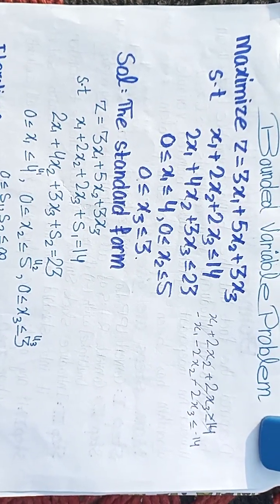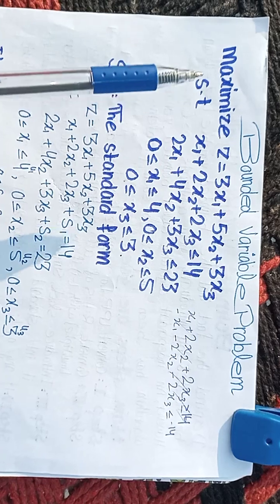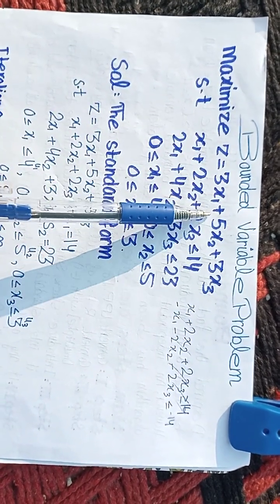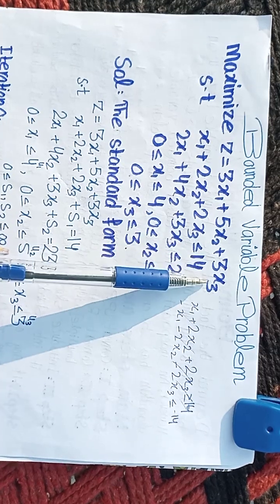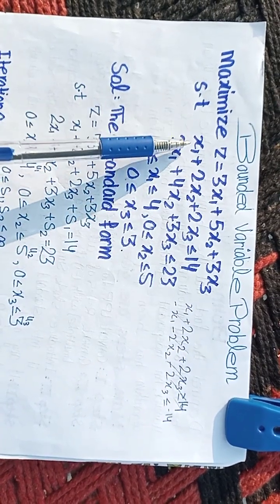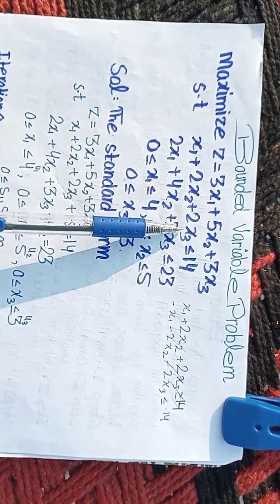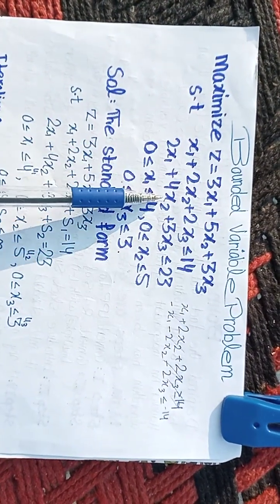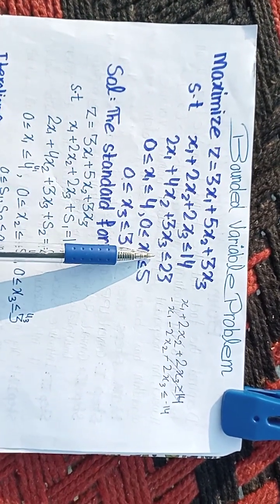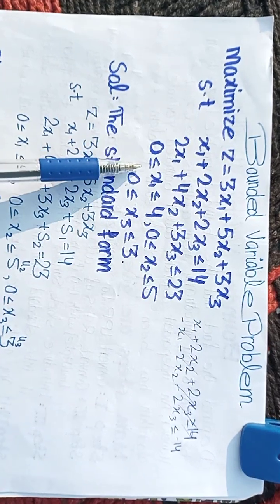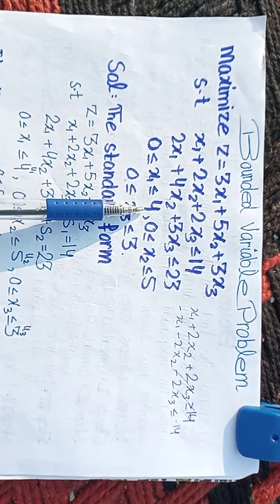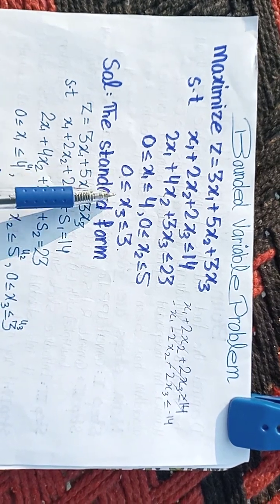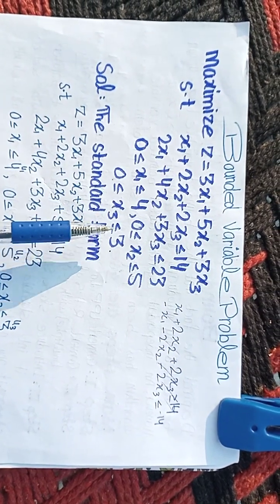To explain this algorithm, the question is given: maximize z equals 3x1 plus 5x2 plus 3x3, such that x1 plus 2x2 plus 2x3 is less than or equal to 14, 2x1 plus 4x2 plus 3x3 is less than or equal to 23, 0 is less than or equal to x1 is less than or equal to 4, 0 is less than or equal to x2 is less than or equal to 5, 0 is less than or equal to x3 is less than or equal to 3.